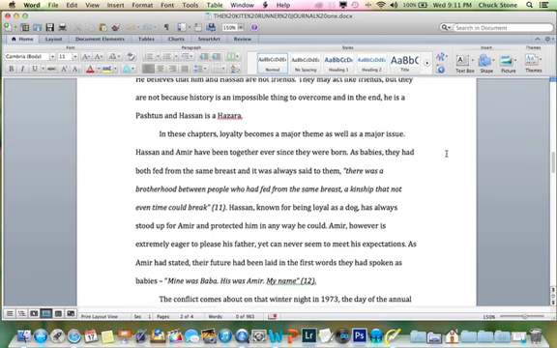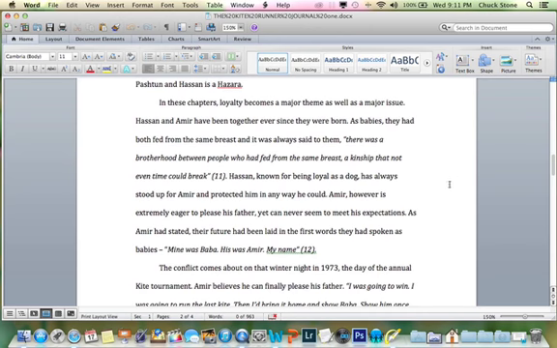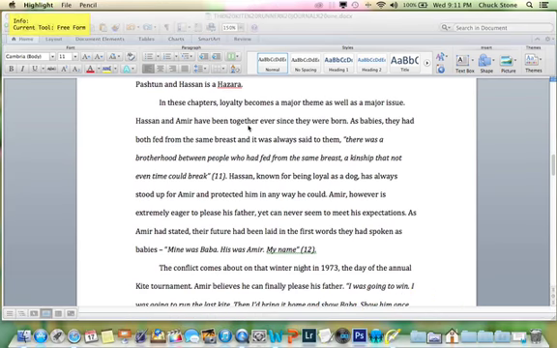Notice that then the student makes a point of pointing out the loyalty as a theme in these chapters. In these chapters, loyalty becomes a major theme, but also a major issue. So it's not only a tool in the writing, the structure of the book, but it's an issue within the telling of the story.